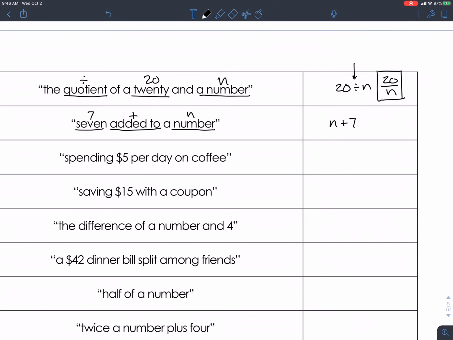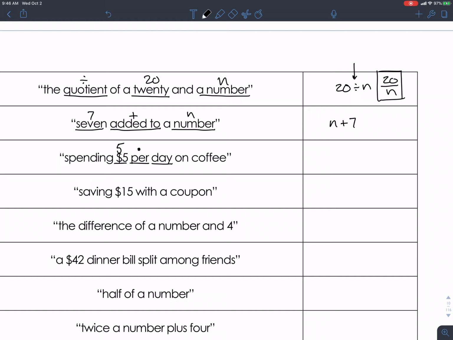Spending $5 per day on coffee. So this one's going to take a little bit of thinking. We know there's $5. We know per is multiplication. I'm going to put a little thing there. I'm going to put a 5 here. And we need something else because the 5 has to be multiplied by something. Well, right there, per day.